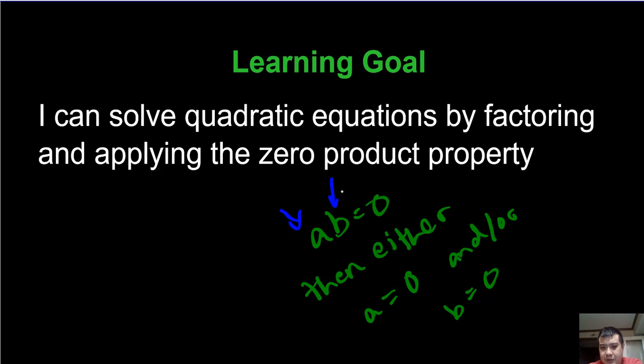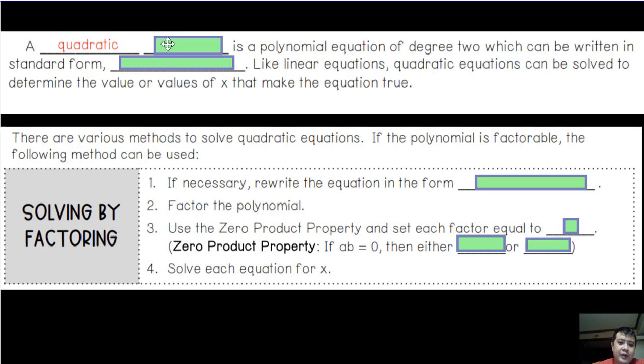A quadratic equation is a polynomial equation of degree 2 which can be written in the standard form ax squared plus bx plus c equals 0. Like linear equations, quadratic equations can be solved to determine the value or values of x that make the equation true. There are various methods to solve quadratic equations. If the polynomial is factorable, the following method can be used.